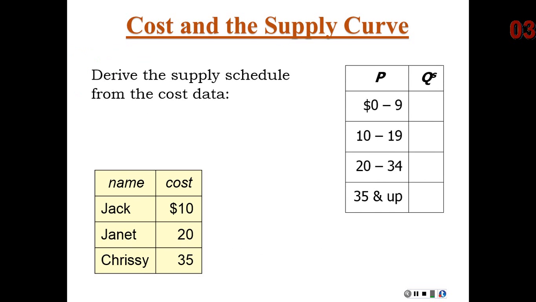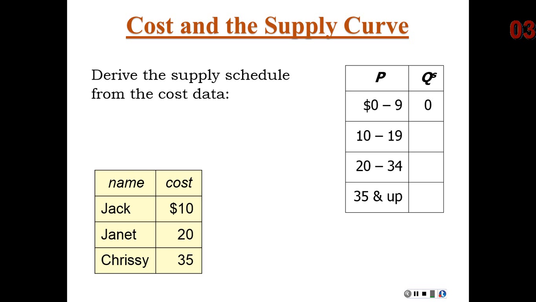Okay, so now let's see if we can derive a supply schedule from this cost data, right? So assuming what we've assumed, that a seller will sell if the price is above their cost and not sell if the price is below the cost, for a price between $0 and $9 per lawn in the market, will any of these three producers provide the product? Well, of course not, right? Because those prices would be below all of these costs.